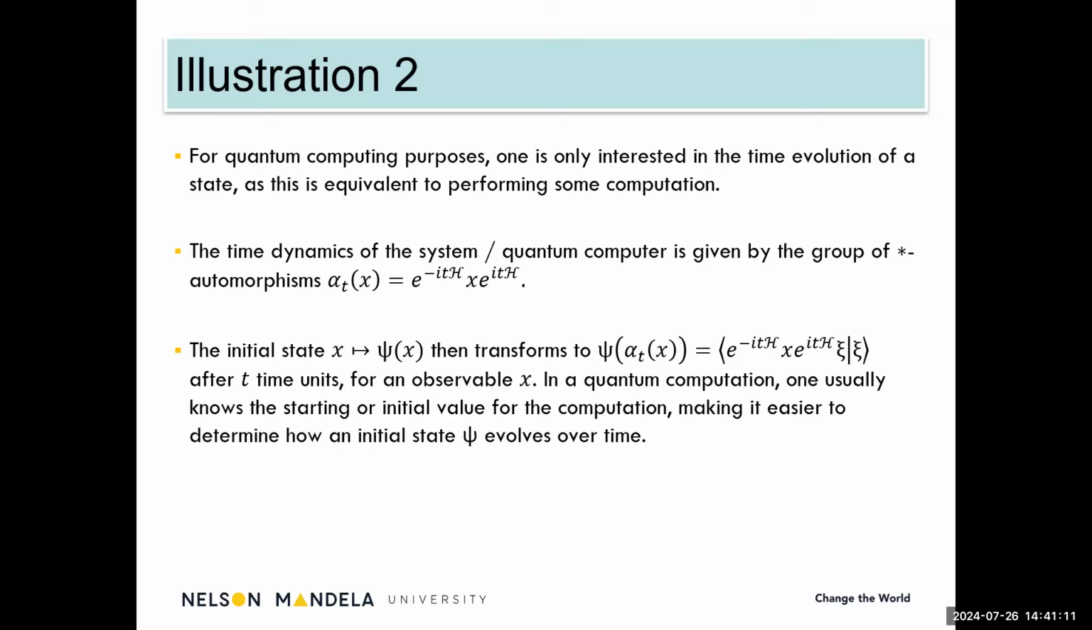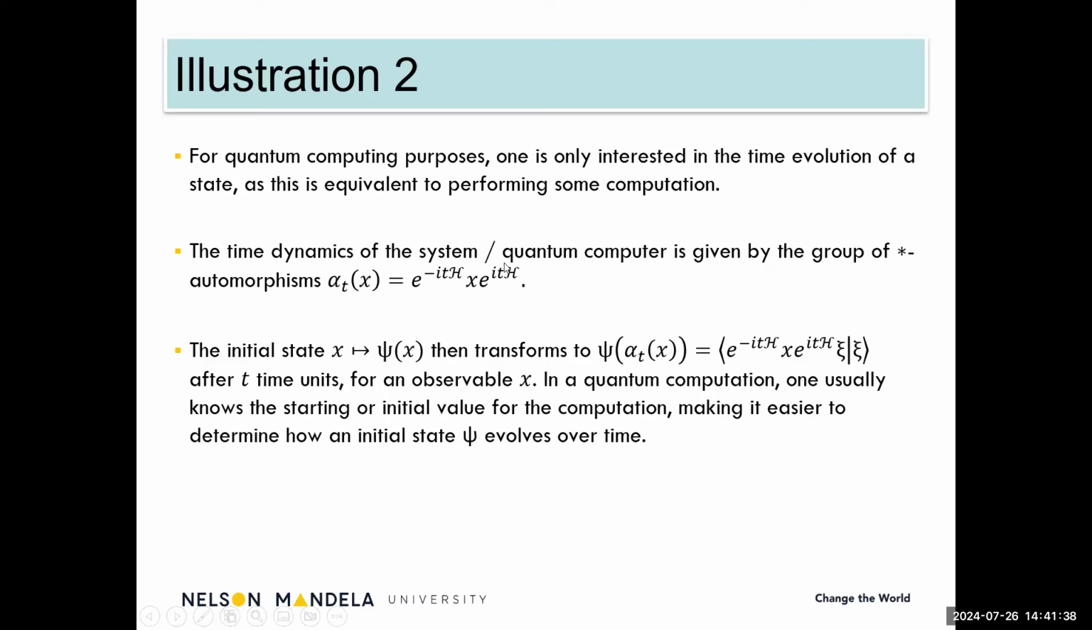And then the initial state, x, will transform as follows after t time units. So in a quantum computation, one usually knows the starting or initial value, which makes it easier to determine how the initial state evolves. That could make it easier for solving the Schrödinger equation.